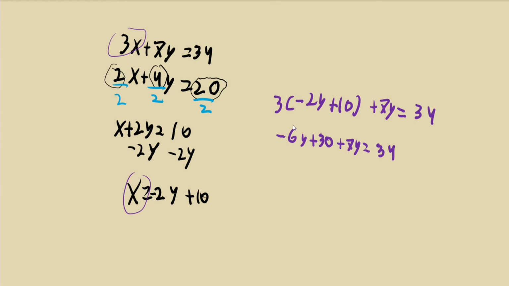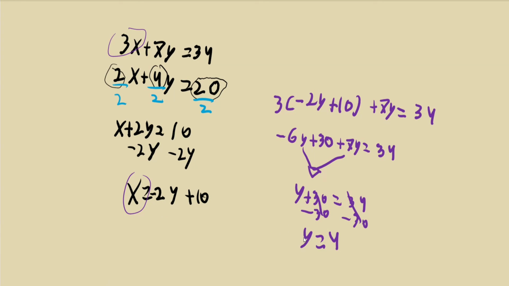So now here we can just combine like terms. Combine these like terms, and this will be y plus 30 equals 34. And then here we can just subtract 30 from both sides. And then we have the value of y, which is y equals 4.